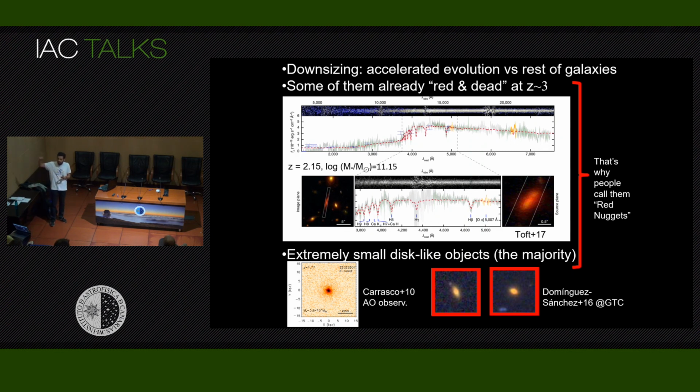These combined factors, being very small and most of the time being red objects, made the community usually call them red nuggets. Beautiful name.